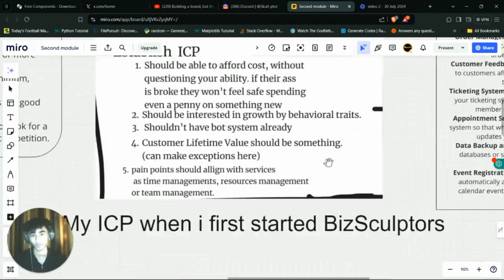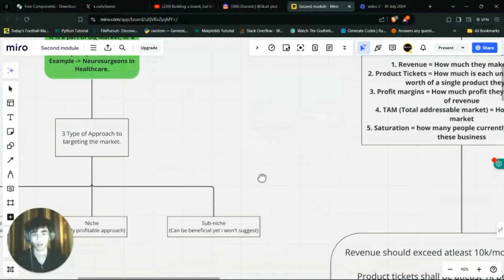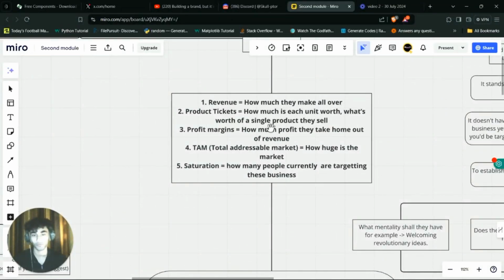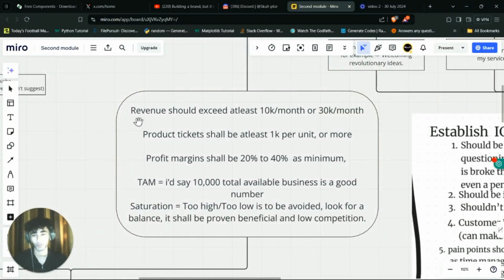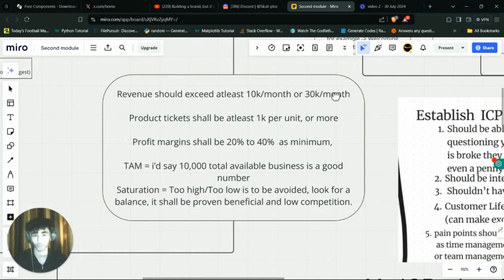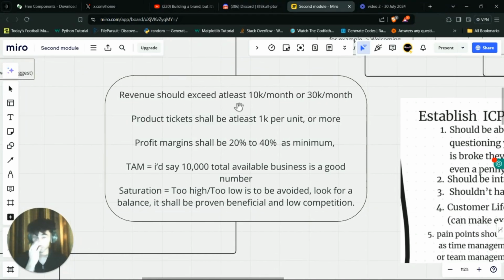Next, you need to have proper numbers for evaluating all the niches you select. For that reason, I've found these numbers, which seem to be like revenue should exceed at least $10,000 per month or $30,000 per month. That's how they can afford our services, which might be worth $3,000 to $5,000.